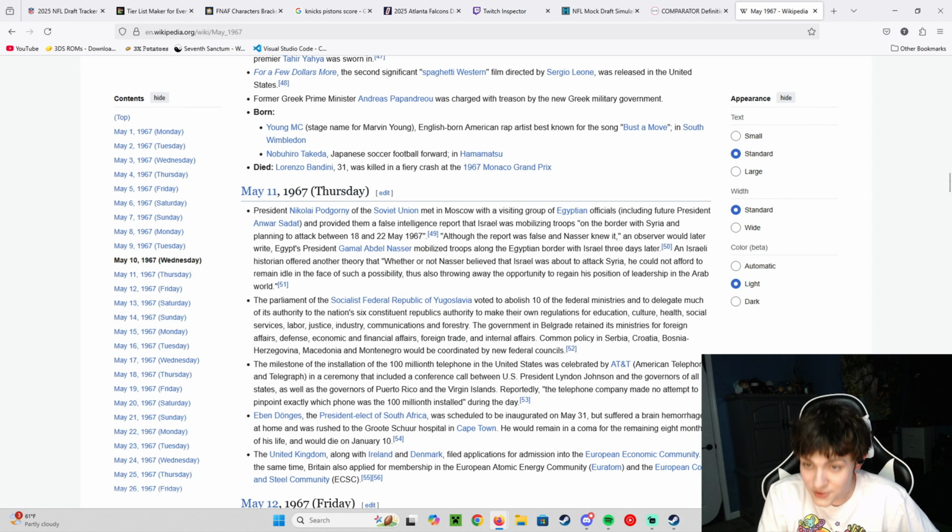President Nikolai Podgorny of the Soviet Union met in Moscow with a visiting group of Egyptian officials, including future President Anwar Sadat, and provided them a false intelligence report that Israel was mobilizing troops on the border with Syria and planning to attack between 18 and 22 May 1967. Although the report was false and Nasser knew it, an observer would later write, Egypt's President Gamal Abdel Nasser mobilized troops along the Egyptian border with Israel 3 days later. An Israeli historian offered another theory that whether or not Nasser believed that Israel was about to attack Syria, he could not afford to remain idle in the face of such a possibility, thus also throwing away the opportunity to regain his position of leadership in the Arab world.